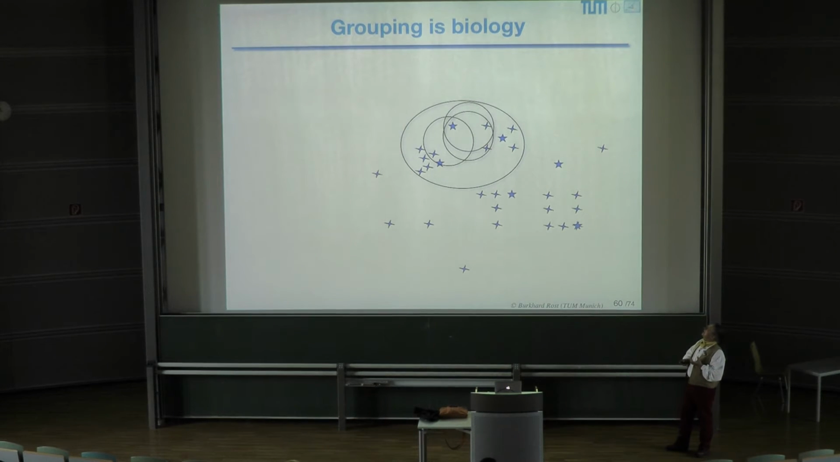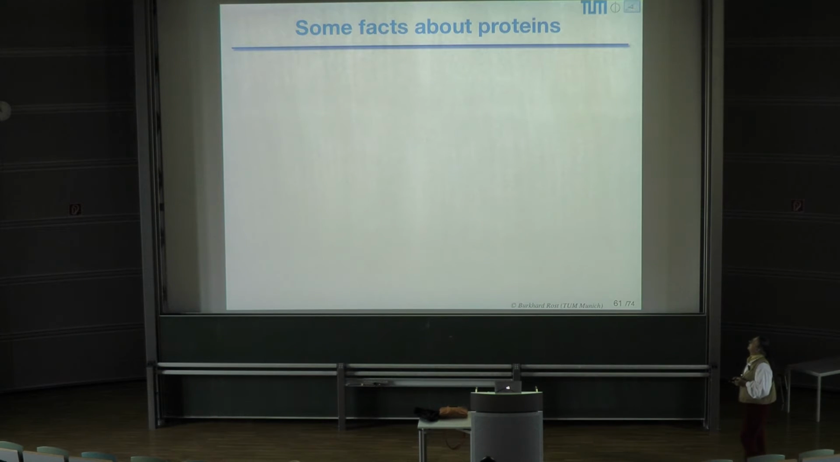So this grouping again is a lot of biology. There are overlapping circles, and the circles have a meaning. The word family has a meaning only in the context of a certain question that you ask. Okay? You have to always define what you want.